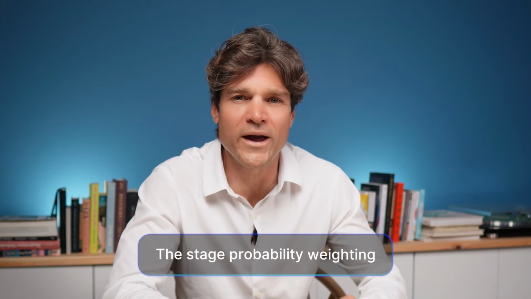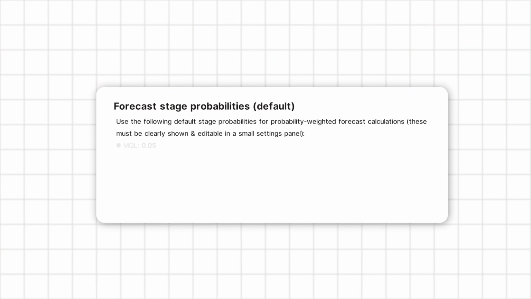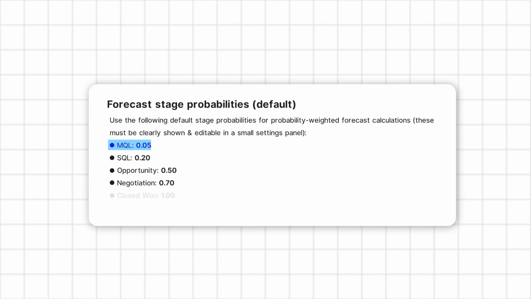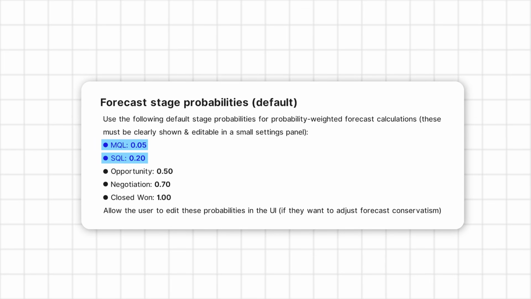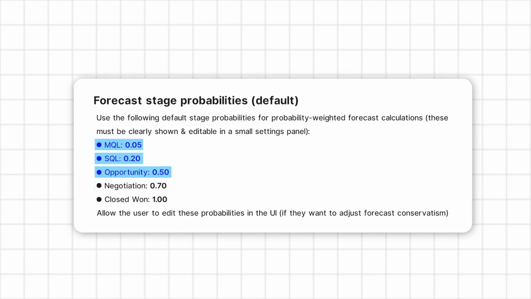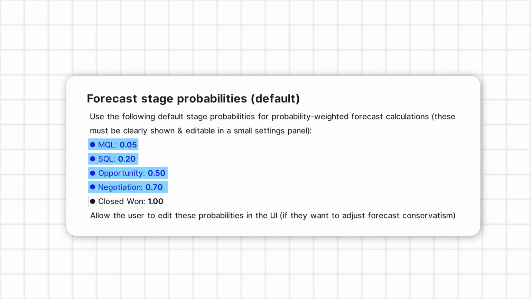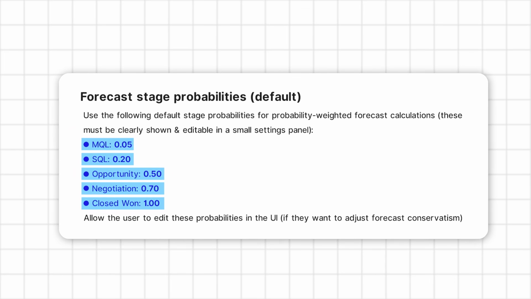The most important detail in this prompt is the stage probability weighting. The prompt defines default probabilities: 5% for MQL, 20% for SQL, 50% for opportunity, 70% for negotiation, and 100% for closed won.